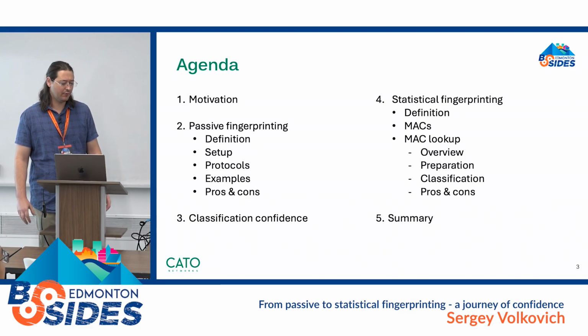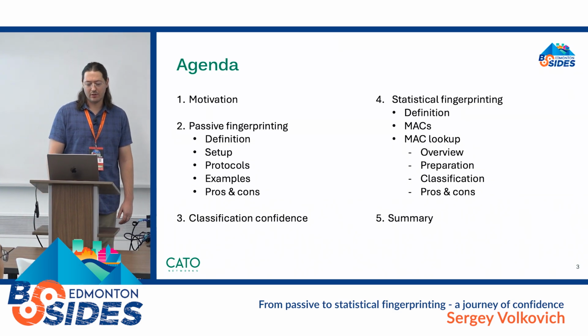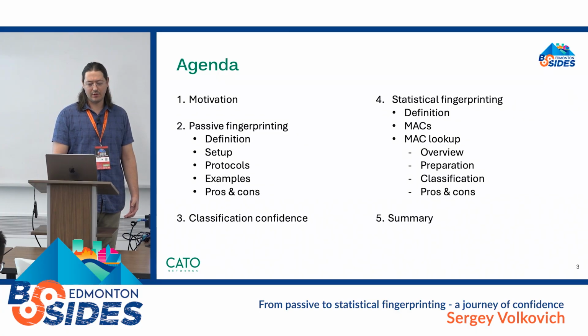We'll have two main parts, passive fingerprinting and statistical fingerprinting. I'll start with general motivation, focusing on the issues with IoTs and unmanaged devices as a motivator. Then we'll dive into passive fingerprinting. We'll start with some definitions, talk about the setup of a fingerprinting system, which protocols can be used, a lot of examples, and we'll summarize with the pros and cons. This will give us the motivation to speak about statistical fingerprinting.